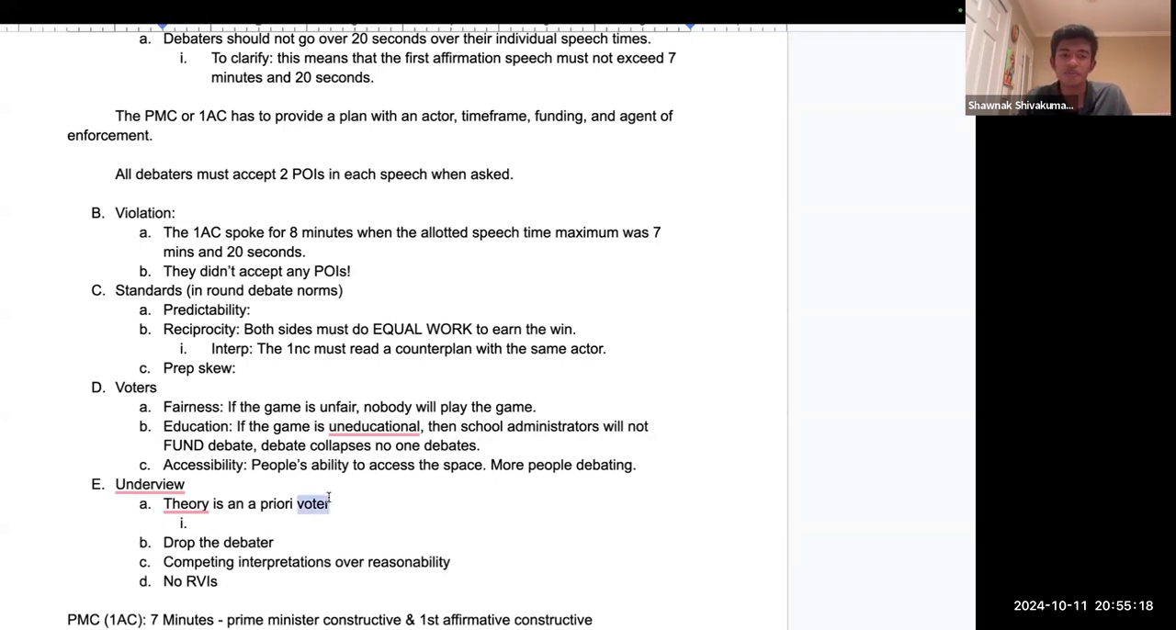Can someone explain theories and a priori voters? Theory should be weighed and considered by the judge before any other aspects of the case. Right. So theory must be considered before going to the case layer. We refer back to our layers.